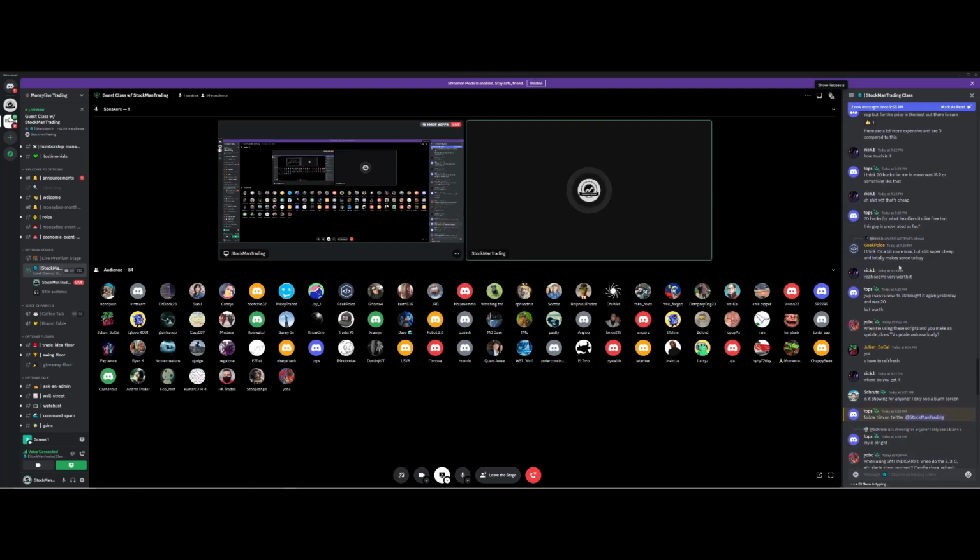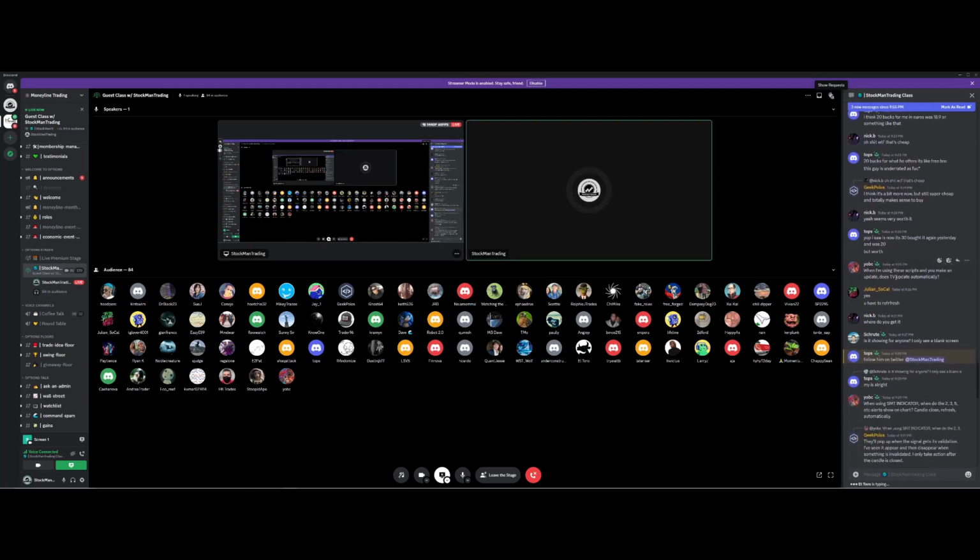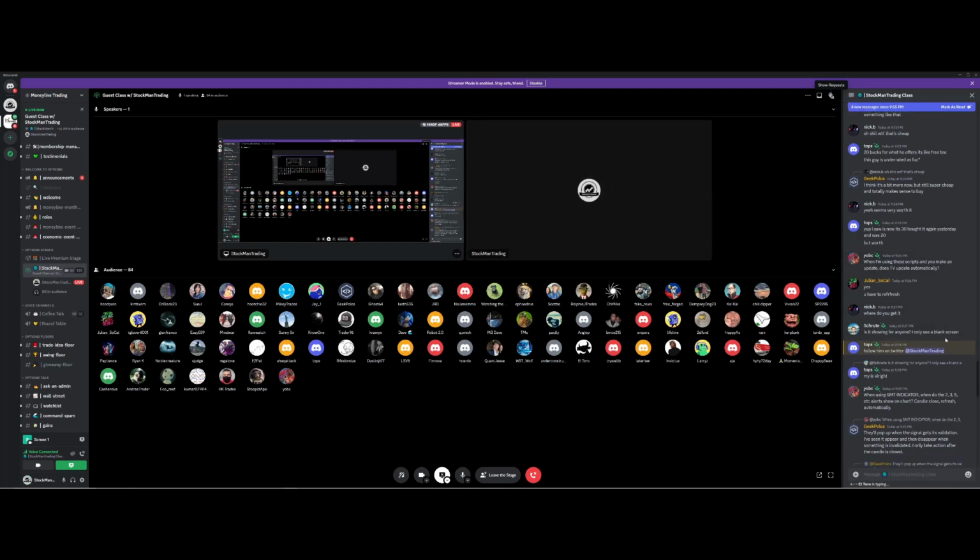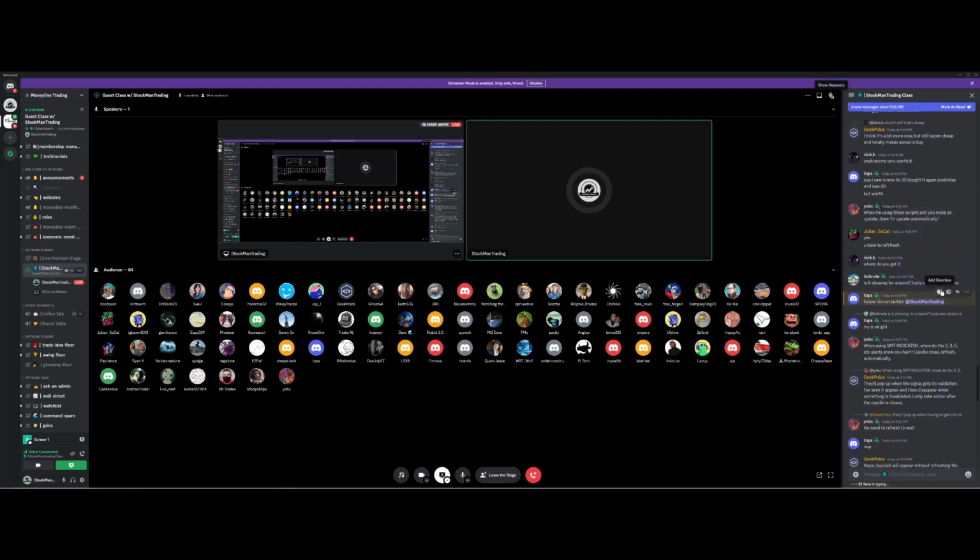Let's see. I don't see questions. Oh yeah, when I make an update to the script, you get an email. It tells you the update I made, and it should automatically update, but to ensure that it updates, you can just remove the indicator and re-add it, and then restarting TradingView 1000% ensures that it's updated. So yeah, this is nice.